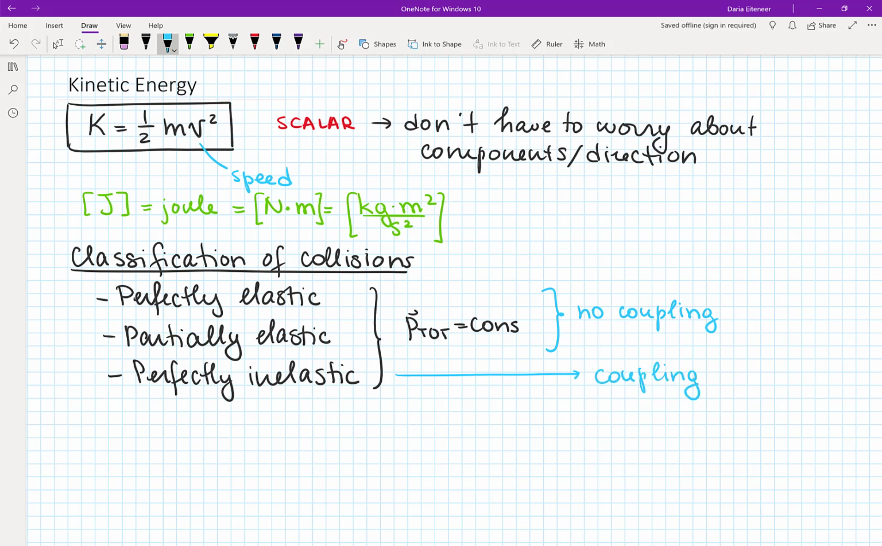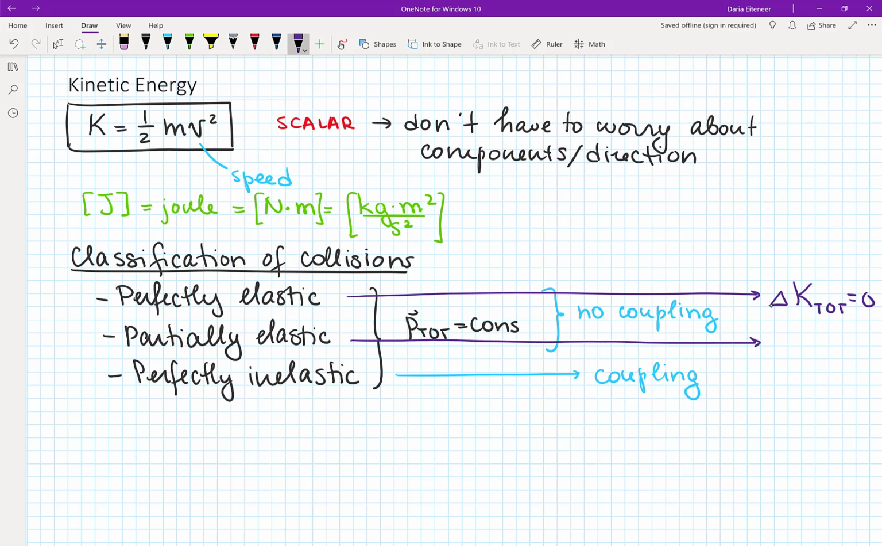But then I said that in order for us to distinguish between perfectly elastic and partially elastic collision, we need to have some knowledge of kinetic energy. So literally, the distinction in determining which kind of collision that is, in terms of comparing perfectly elastic and partially elastic collision, it's not about momentum, it's not about coupling, it's about energy. Okay, so for perfectly elastic collision, I'll write it over here, change in total kinetic energy is equal to 0. And for partially elastic, change in total kinetic energy is less than 0. For inelastic, we also have change in total kinetic energy is less than 0.